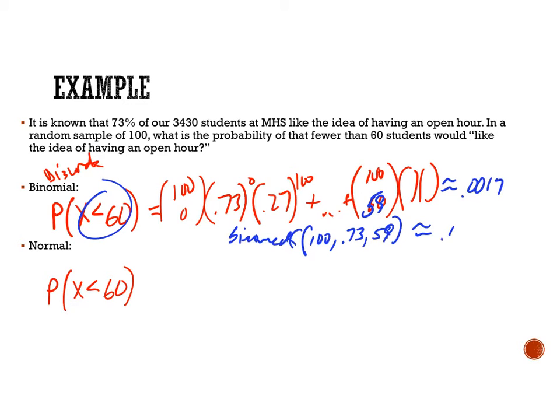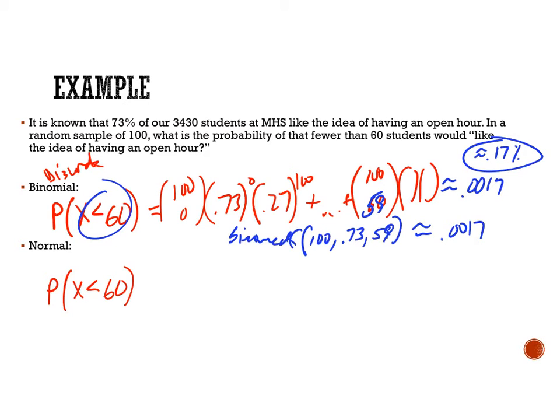0.0017, or about 0.17%. So that's the chance that less than 60 students out of 100 from MHS, a random sample, would actually find the idea of having an open hour to be something that they like. So as you know, with the probability of 73, we expect to get closer, at least into the mid 60s, if not higher, in terms of how many students like the idea of having an open hour out of 100.